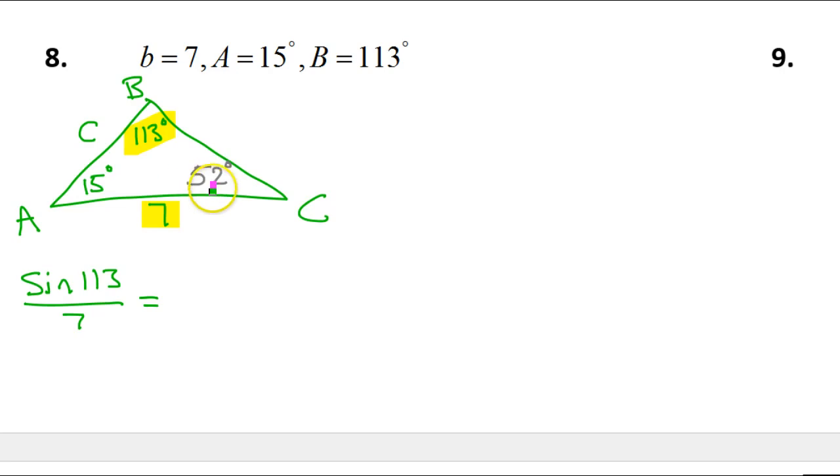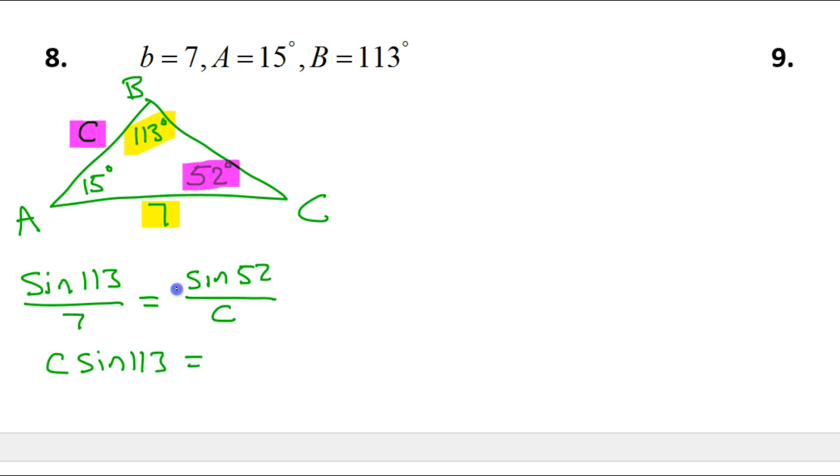That turns out to be 52 degrees. So let's go ahead and do the angle and the opposite side. So that's going to be sine of 52 over C. So we can solve this by cross multiplying. If I do this diagonal, it gives me C sine 113. If I do this diagonal, it gives me 7 sine 52.